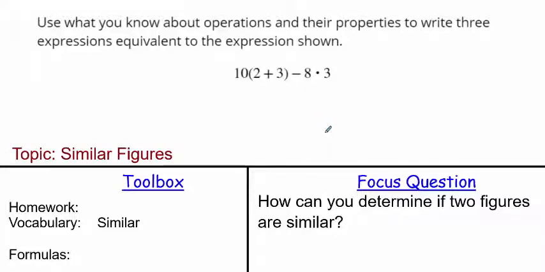What's up, Math Mob? We're back at it again with another video, this time talking about similarity. Our focus question today: how can you determine if two figures are similar?